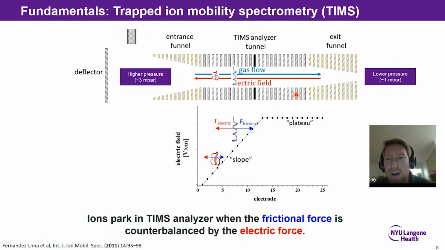Counteracting this gas flow, we have an electric field that we're imposing. So what's going to happen is the larger ions are going to move farther into the TIMS analyzer, and the smaller ones are going to be closer to the entrance. They're going to reach a point at which the force from the flowing buffer gas equals the force from the electric field, and these ions are basically going to be parked. Hence the name trapped ion mobility spectrometry. That's where it comes from.